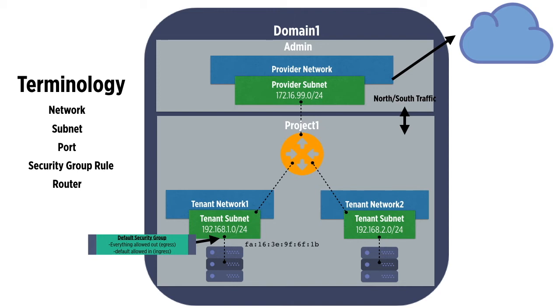Routers can also be used to connect two tenant networks together. This is an example of east-west traffic.